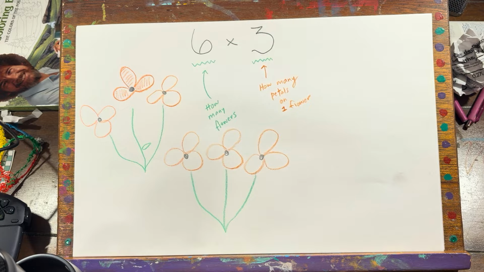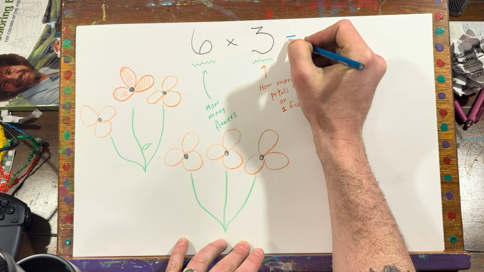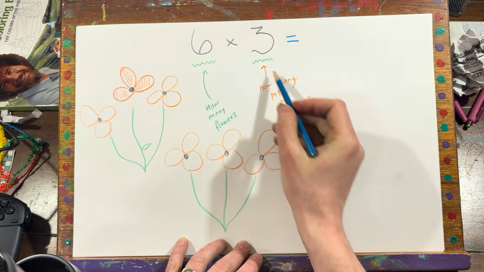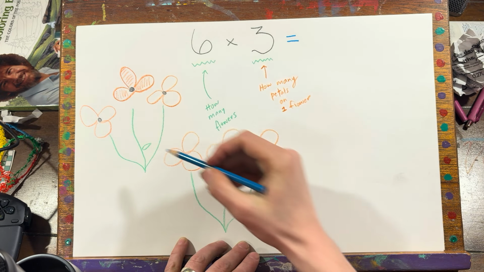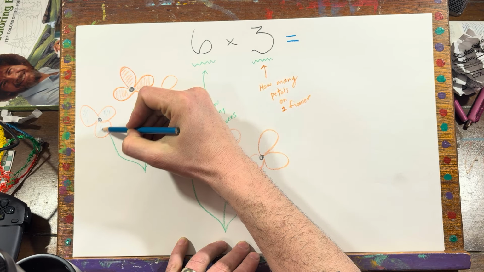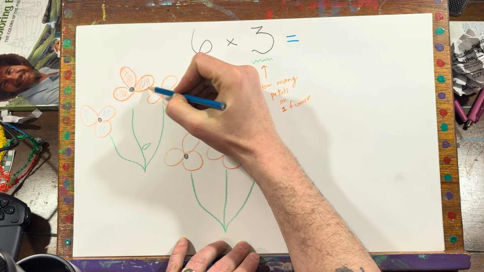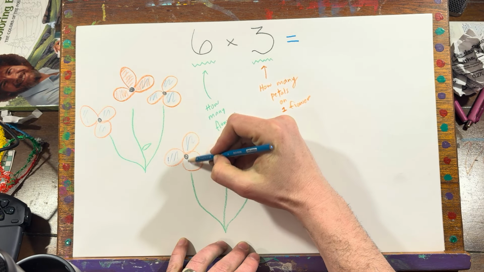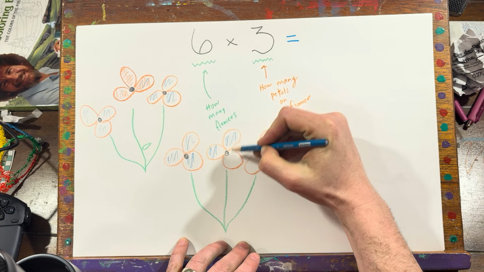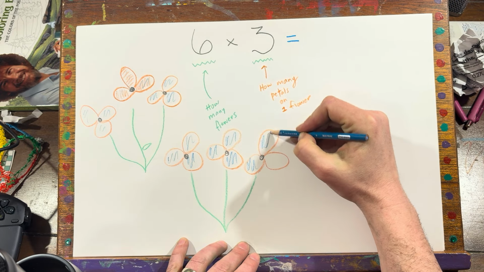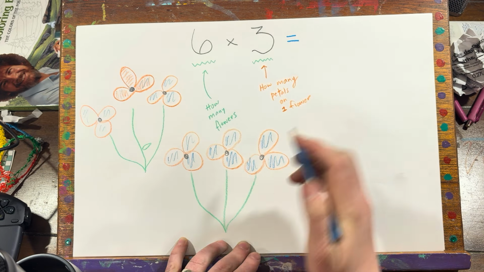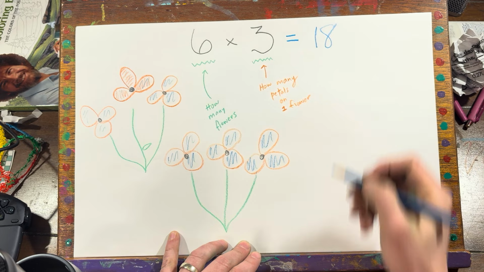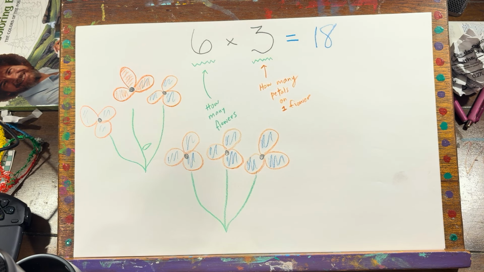The answer to this division problem, just kidding. The answer to this multiplication problem is the total number of petals. So we have 1, 2, 3, 4, 5, 6, 7, 8, 9, 10, 11, 12, 13, 14, 15, 16, 17, 18. 18 petals, which is one way that I know that 6 times 3 is equal to 18.